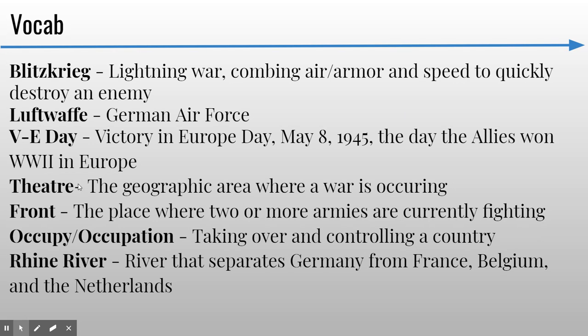And then just some basic terms that you're going to see throughout this unit are going to be theater. So if you remember back to World War I, a theater is the geographic area where a war is occurring. So this is the European theater, which means the war is generally going to be occurring in Europe. And a front is the place where two or more armies are actually meeting each other and fighting. Occupy and occupation just means taking over and controlling a country. You're going to see that a lot in regards to the Axis taking over and controlling countries.